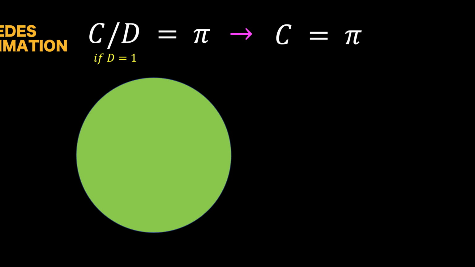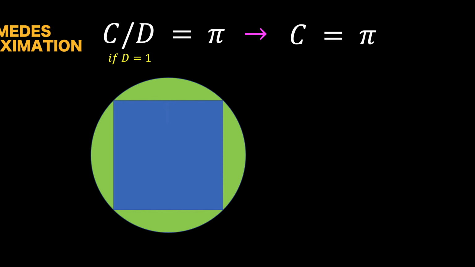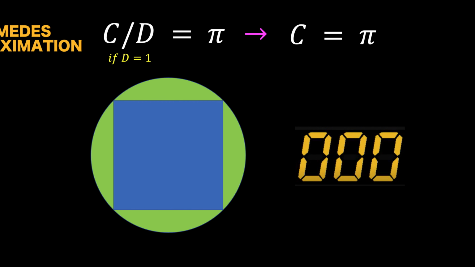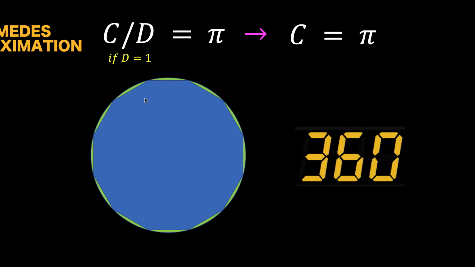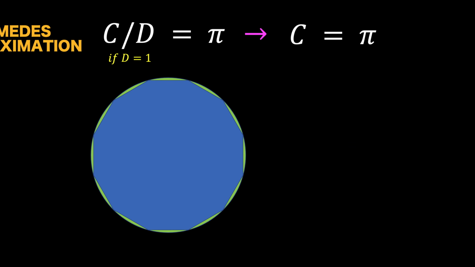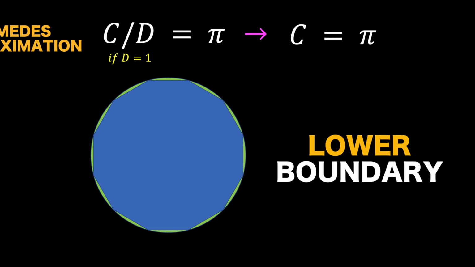So this is what Archimedes did. He inscribed regular polygons inside the circle, and he increased the number of sides of those regular polygons until the perimeter of the regular polygon approximates the circumference of the circle itself. So if we make the number of sides of these blue polygons, let's say, 1,000 sides, then whatever the perimeter of that polygon is would give us a lower boundary for the value of pi.